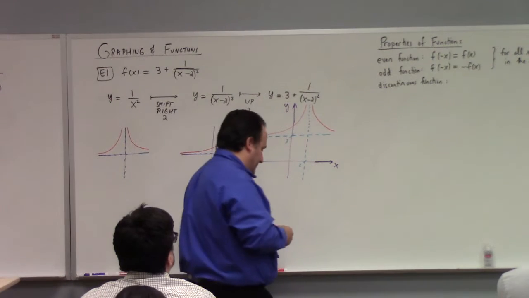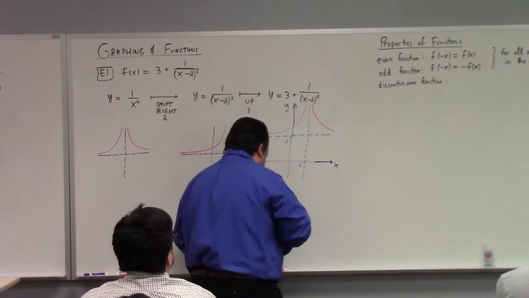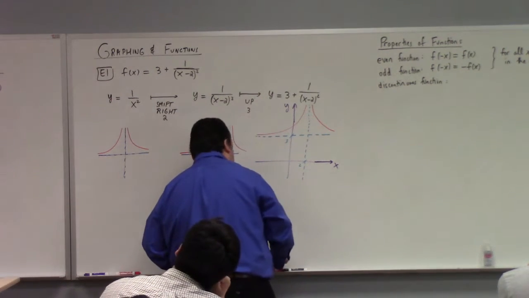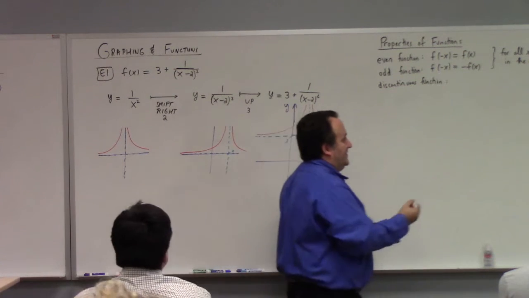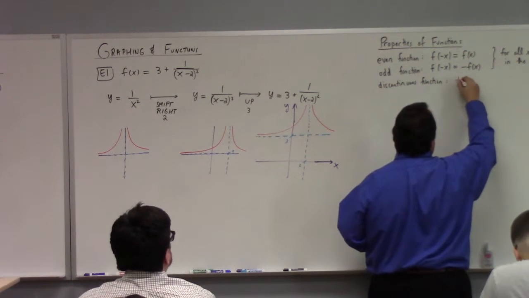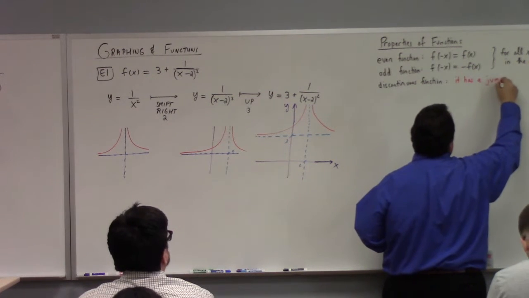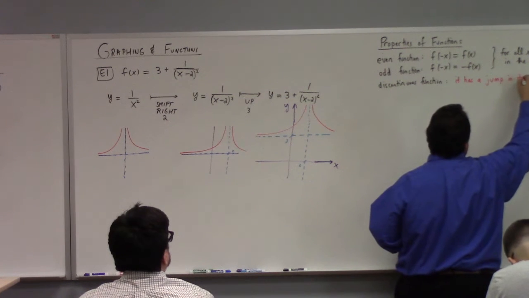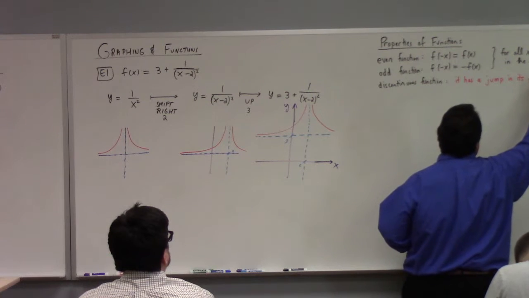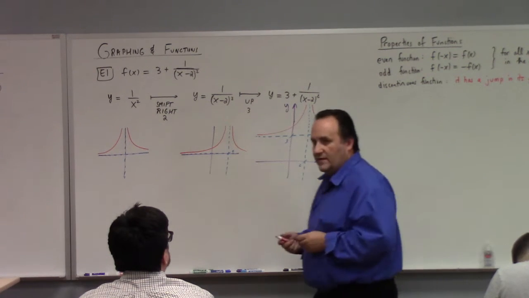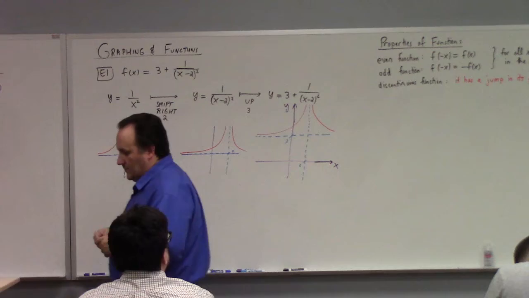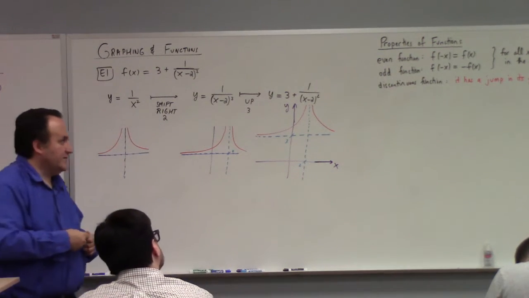Discontinuous function, how would I describe that? Well, to properly describe it, I need a discussion from calculus. But for our purposes here, we'll just say this. It has a jump in its graph. All right, so let's look at some examples of these, yeah?